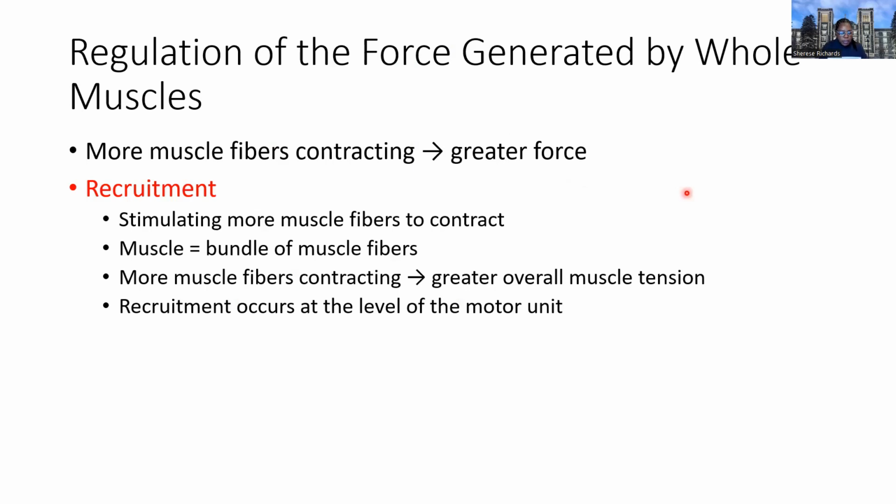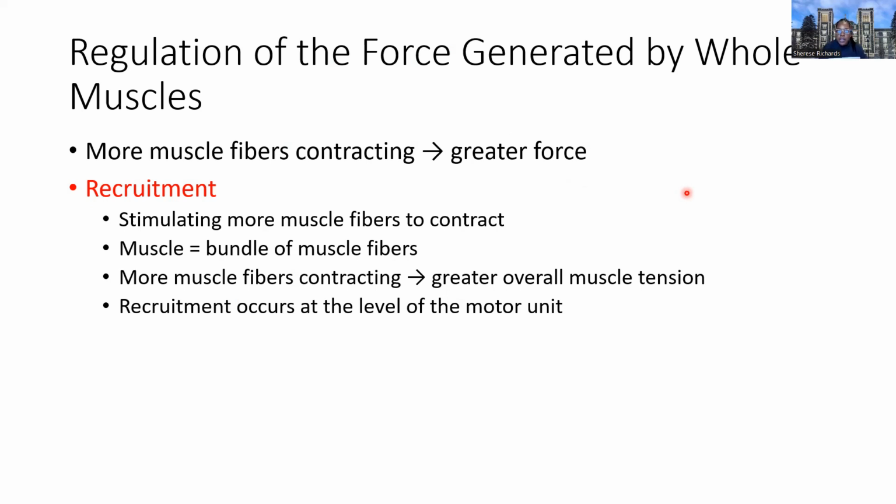All right, so we've talked about three factors so far: the frequency of action potentials, right? The length of the sarcomere, and then the diameter of the muscle. What we're going to move on to talk about here is the idea of recruitment. How can we call on more muscle fibers to generate more force? So this is basically stimulating additional fibers to contract.